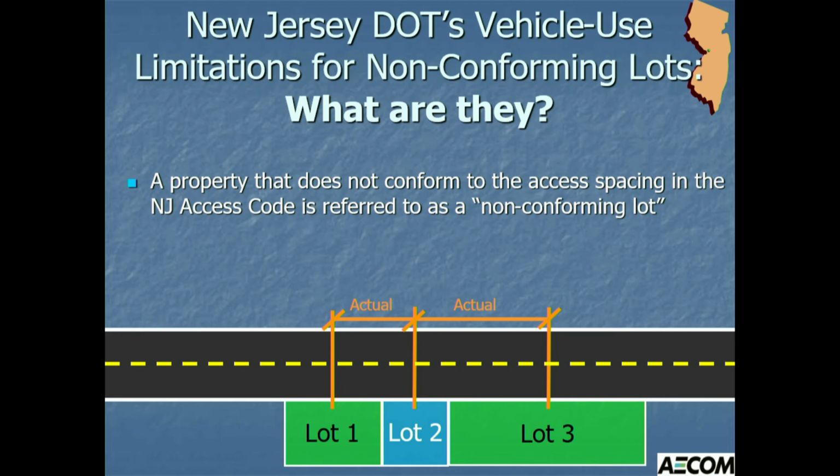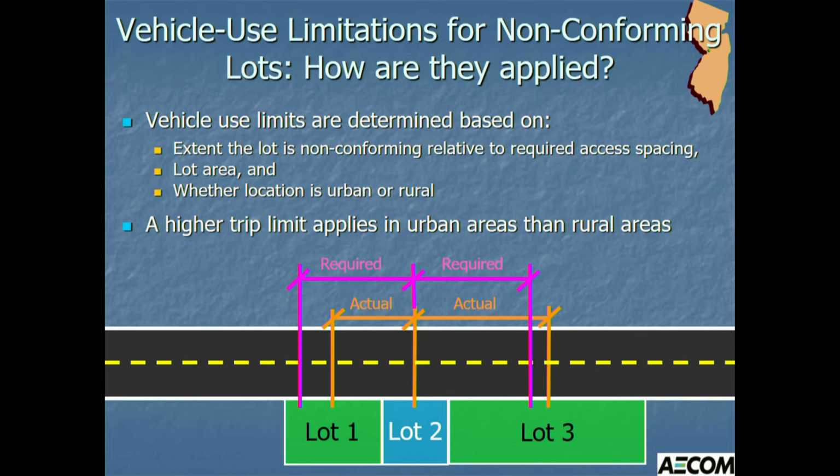But this would be the actual measurements between Lot 2, which is the applicant, and Lots 1 and 3, mid lot to mid lot. The required spacing according to the code exceeds the actual for Lot 1, for the spacing between Lot 2 and Lot 1. Therefore, it would be considered a non-conforming lot.